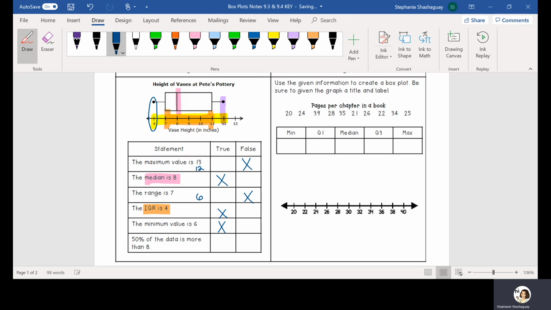And finally, it says 50% of the data is more than 8. Well, what that is asking is 50% of the data, right? Because this is all broken into quarters, so 25%, 25%. And yes, that is true. 50% of the data is more than 8 because your upper 50% starts at 8, your lower 50% also ends at 8, because your median is 8.